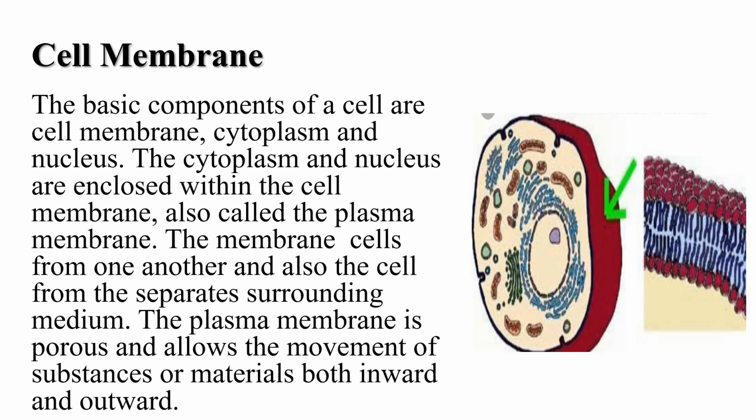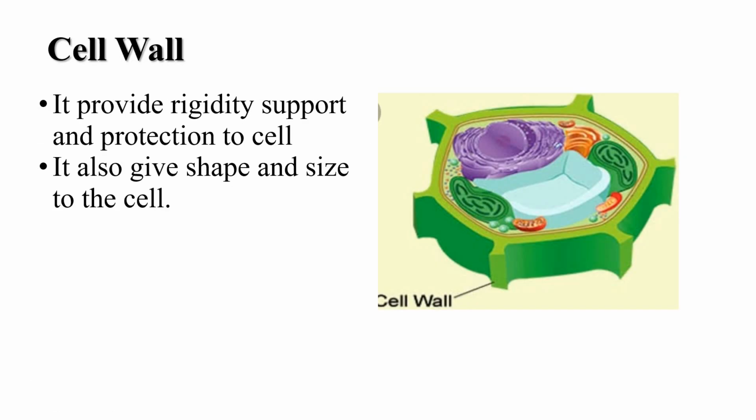The cell membrane is also called plasma membrane. It forms the outer boundary of the cell. It is a thin, delicate membrane that separates the cell from the surroundings. The cell membrane gives shape and size to the cell. Cell membrane allows only certain selected substances to enter or leave the cell. Therefore, it is called selective permeable membrane.